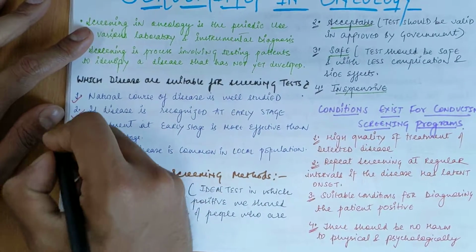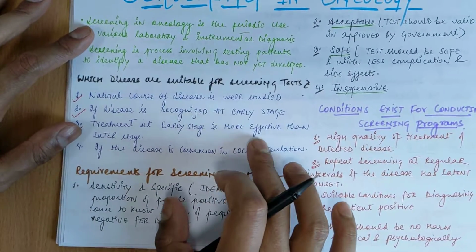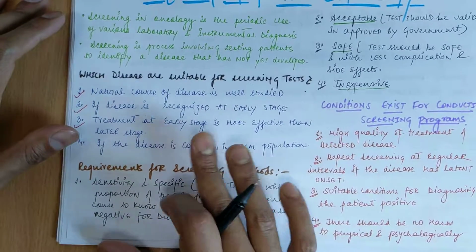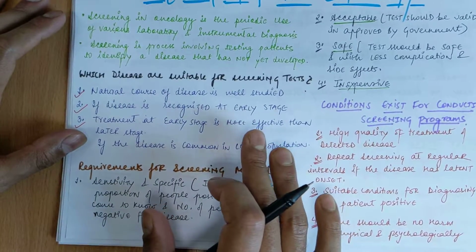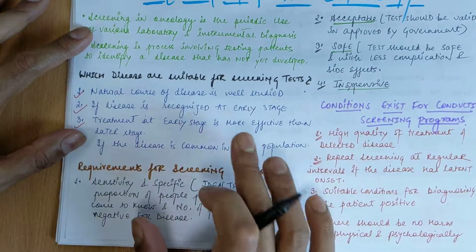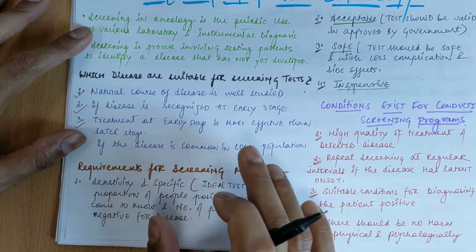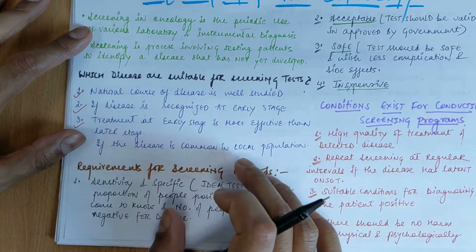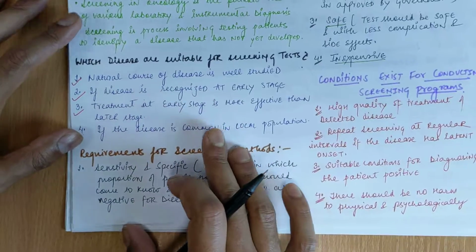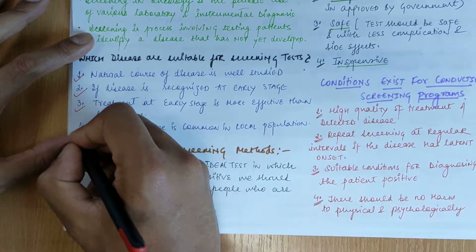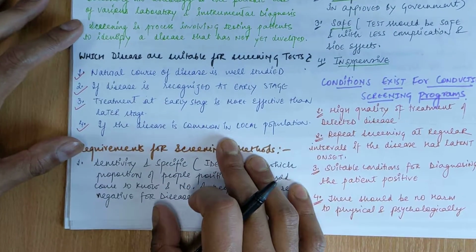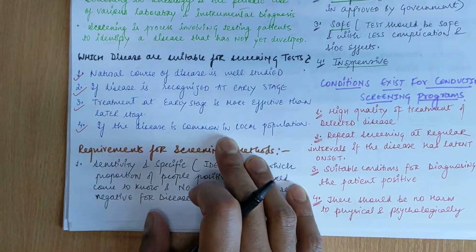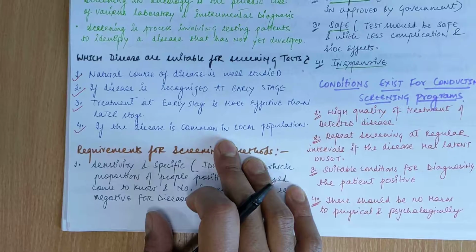And the third point is that treatment at an early stage is more effective than at a later stage. This is the most important point. If we detect any cancer before its metastasis or further progress, if it is detected at an early stage, then there is a chance that treatment is possible. Now, if the disease is common in the local population, it is also important for a screening test. If that disease is common in the target population, then it is very suitable for a screening test.